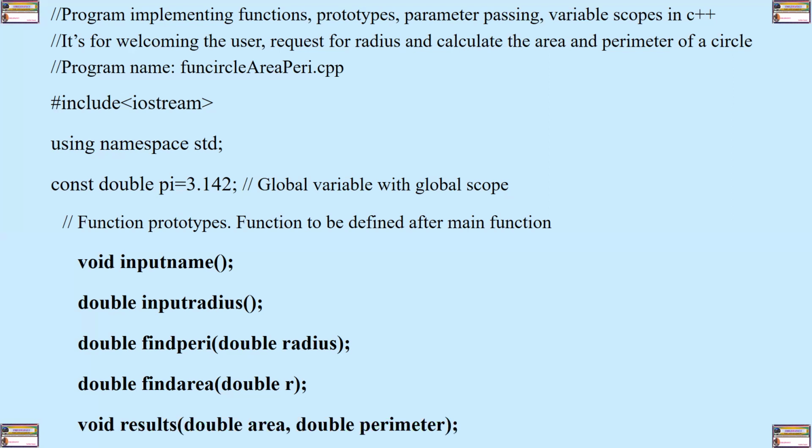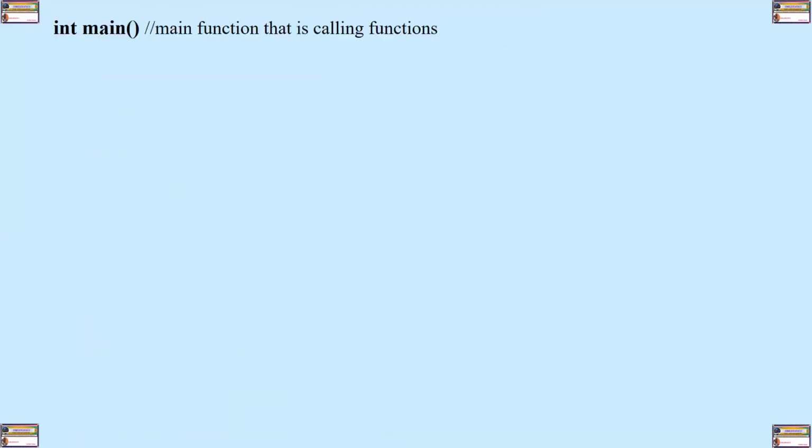And we also have this fourth one, which is for a function called results. This one is not going to return any value, so it is of type void, but it is receiving two parameters. One, perimeter, the other one, area, and both of them are of type double. So we expect to see the definitions for this after the main. Then we go to the main function.